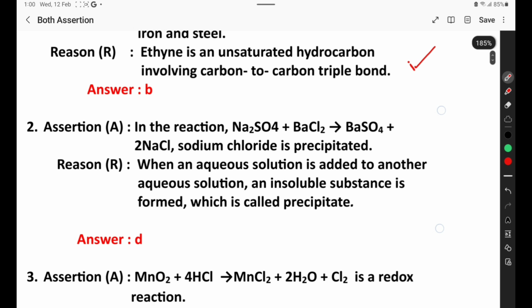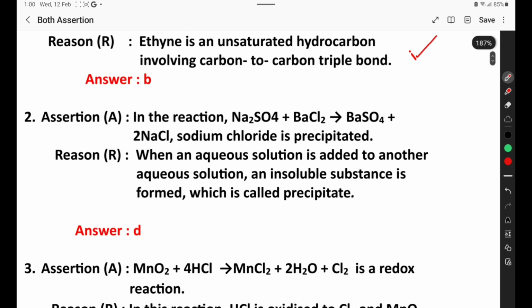chloride. Sodium chloride is precipitated. We know sodium chloride is table salt. It is highly soluble in water. So the assertion statement is a wrong statement. Reason, when an aqueous solution is added to another aqueous solution, an insoluble substance is formed which is called precipitate. That is the right statement. Precipitation reactions are reactions where two or more aqueous solution when you mix, you will get an insoluble substance. So our option is D.